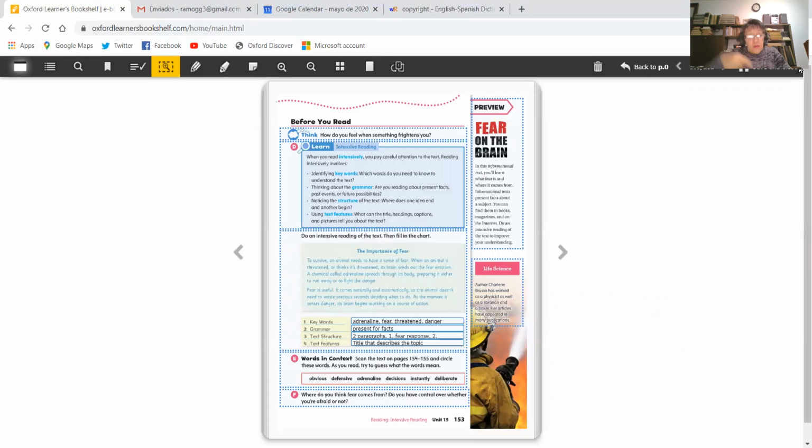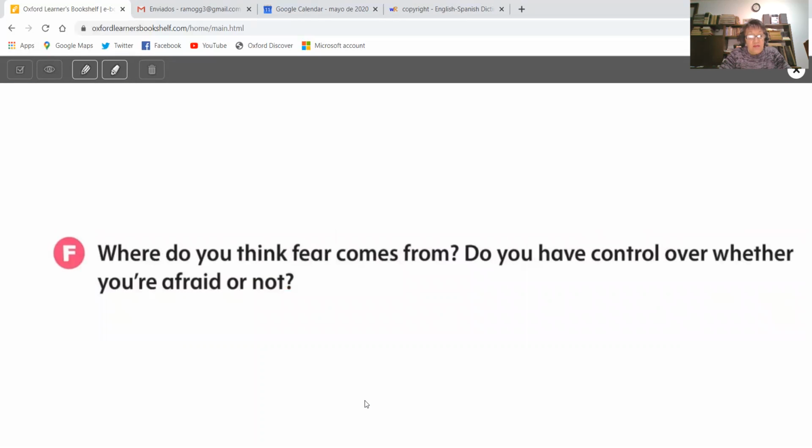Okay, so look for the words in your book and then answer these questions. Where do you think fear comes from? From an external danger or from an internal feeling? Do you have control over whether you're afraid or not? What do you think? Answer the question, please.